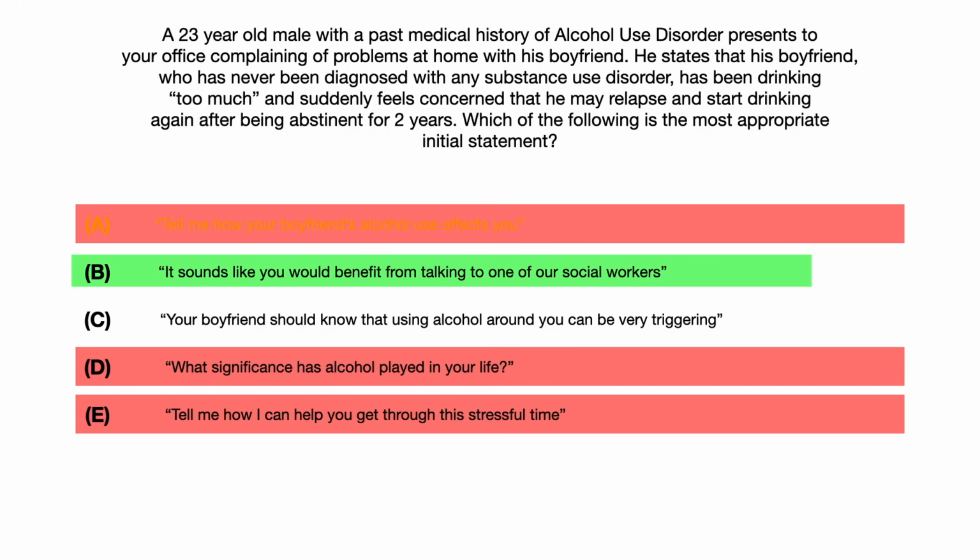C, your boyfriend should know that using alcohol around you can be very triggering. So it might sound like it's a good reflective statement. However, it is very judgmental. Right now, you're judging the patient's boyfriend, and you don't want to do that. So that's clearly incorrect. Now we're choosing between A, D, and E, and I'm just going to go back to the previous slide so you can read the text of choice A.